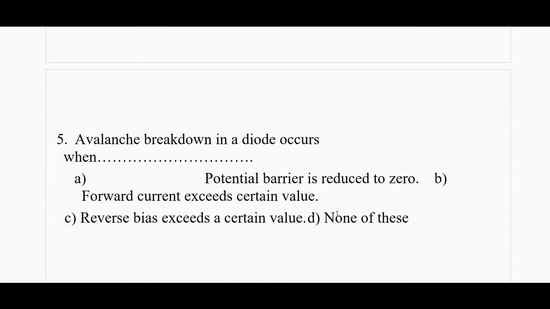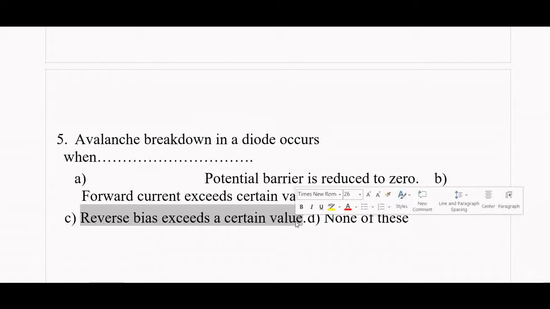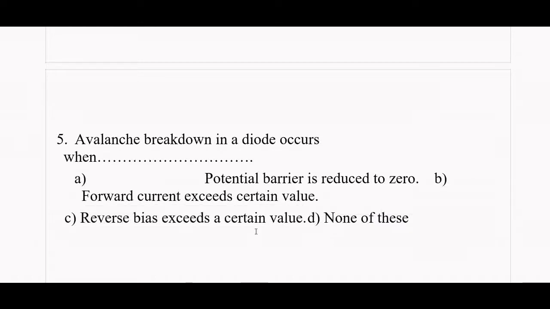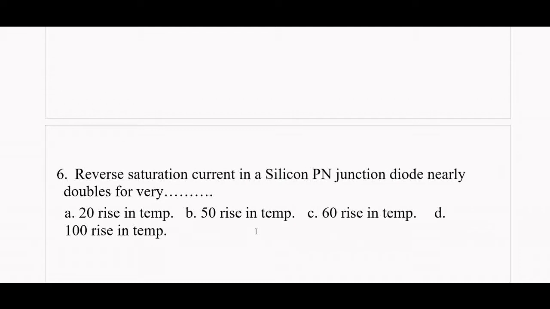Now moving on to question number 5. An avalanche breakdown in a diode occurs when dash. Option A, potential barrier is reduced to 0. B, forward current exceeds certain value. C, reverse bias exceeds a certain value. Or D, none of the above. Here the answer is C, reverse bias exceeds a certain value, because as we have seen in the zener diode lecture, when the reverse bias increases from 4.3 volts or above, the reverse breakdown or the avalanche breakdown occurs.